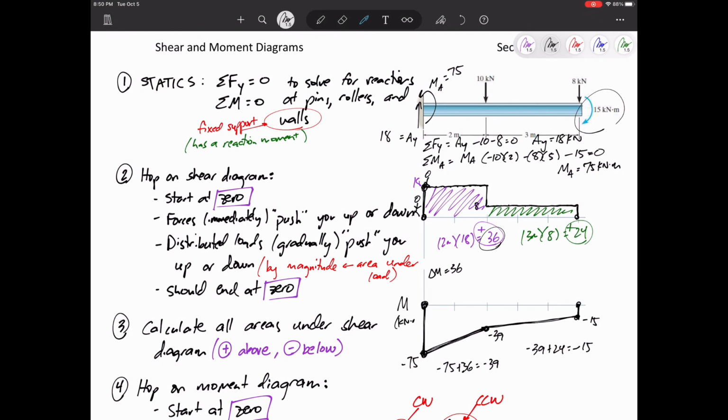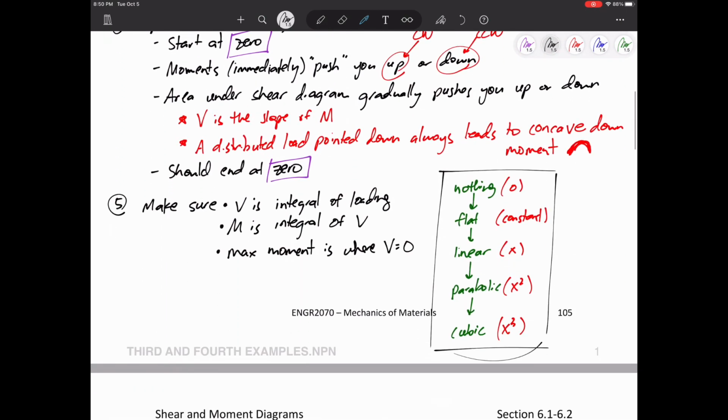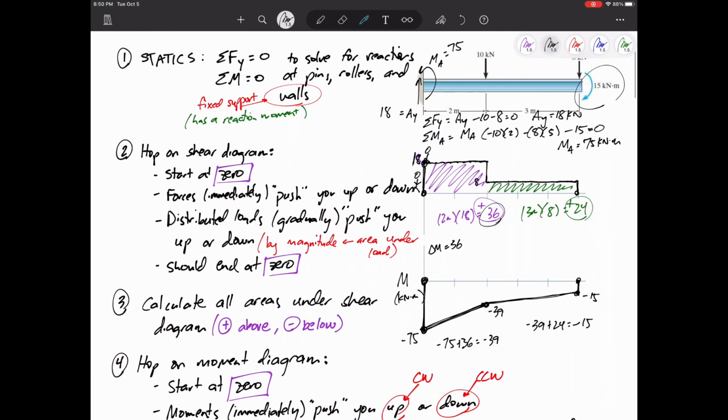Now just double check that everything started from 0 and ended up at 0. Make sure that the order makes sense. At the loading we had nothing, so the shear diagram is flat, and the moment diagram is linear in x. Nothing, flat, linear in x, because we're taking the integral of everything. At the end, make sure everything goes to 0, make sure V is the slope of M, and make sure everything makes sense.